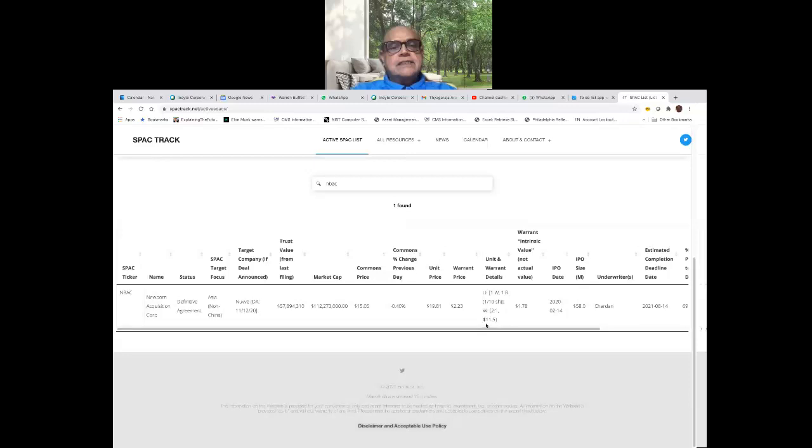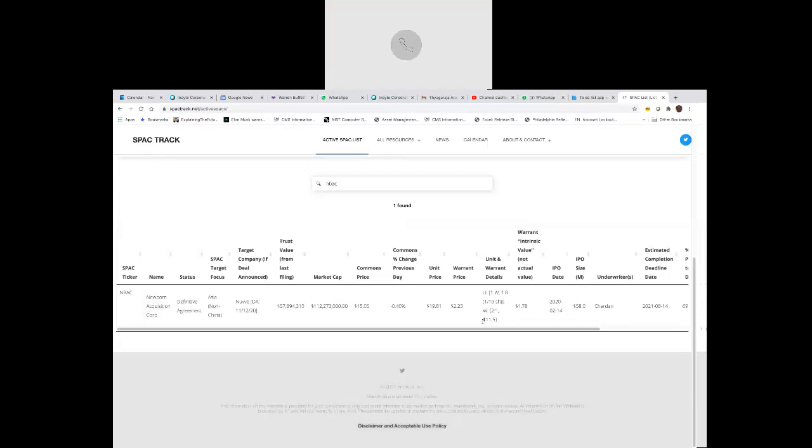And sorry, what is this 11.5 again? It's the strike price. So if you want to exercise the warrant in the future, that's the price you will be paying for one stock. Oh, okay. So this $2.23, it's like an option. It gives you the right to buy the stock at 11.5. Is that correct?